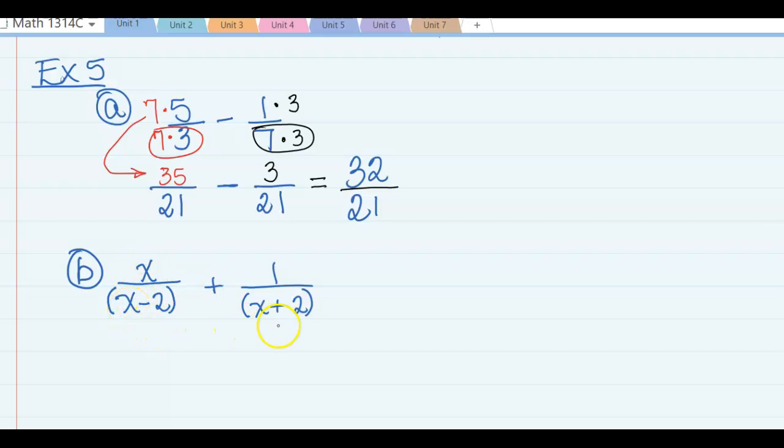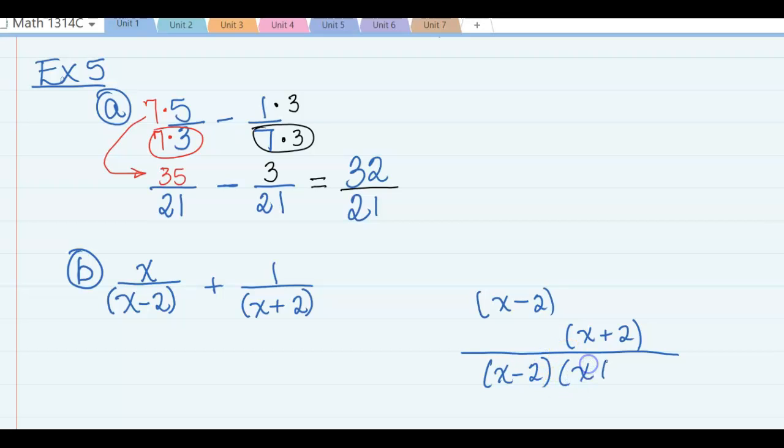But we're going to look at the denominators, and we're going to look at one of them has a factor of x minus 2, while the other one has a factor of x plus 2. Because they are different, I actually need both of these. I need both x minus 2 as well as x plus 2 to be in my new denominator. This is going to be my LCD. So now I have to figure out how to rewrite this first fraction such that the denominator will have x minus 2 and x plus 2.